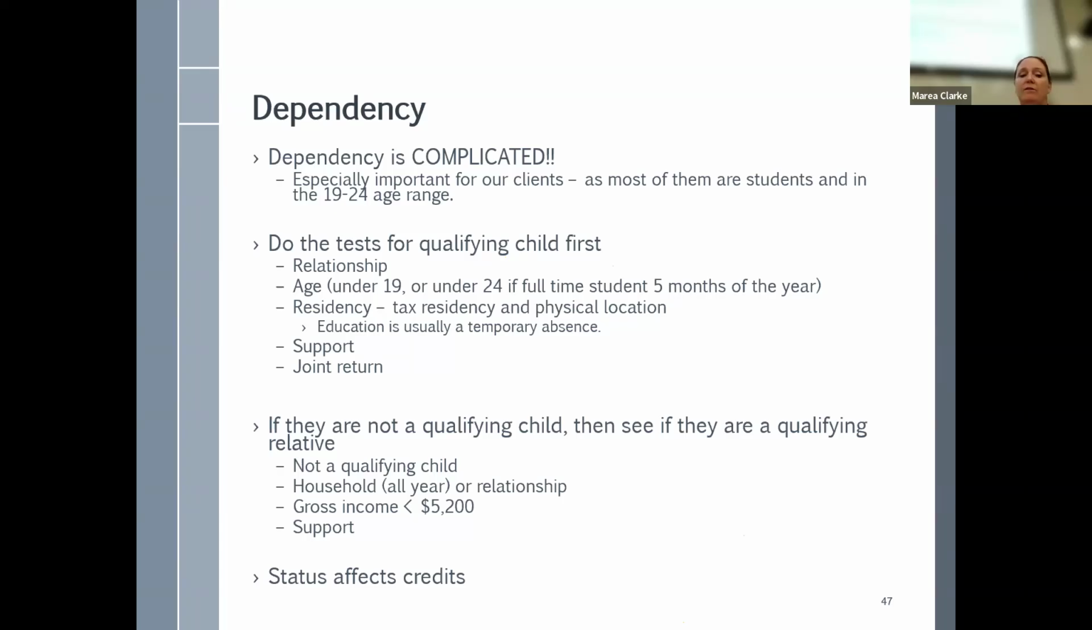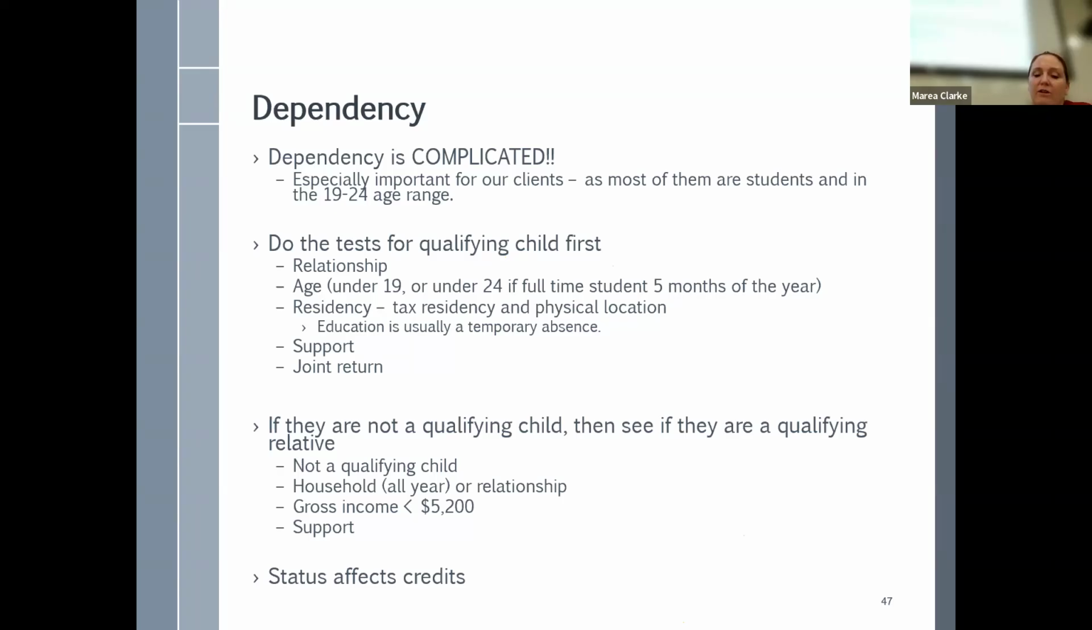When you're trying to figure that out, start with the qualifying child test first. Look at their relationships, look at the age, look at their residency, where they live, look at who's supporting them, like how are they paying for school? Where does that money come from? No matter what school you're at, college is very expensive, so it takes a lot of money. So how are they getting that money? Are they providing it themselves? Are they doing loans? Is their family providing it?